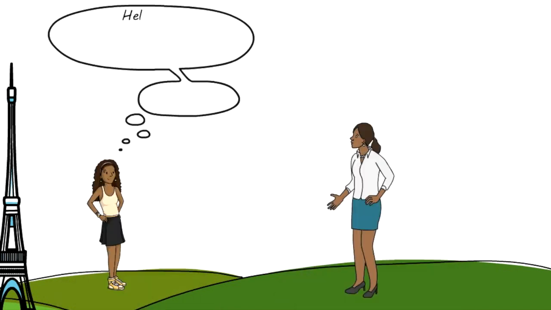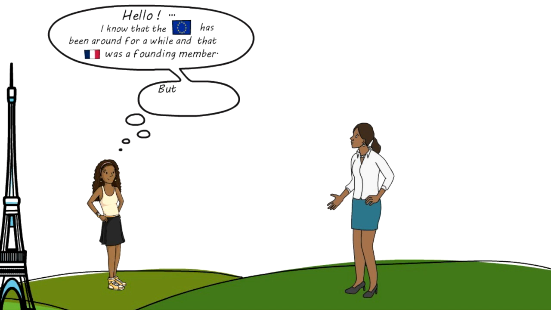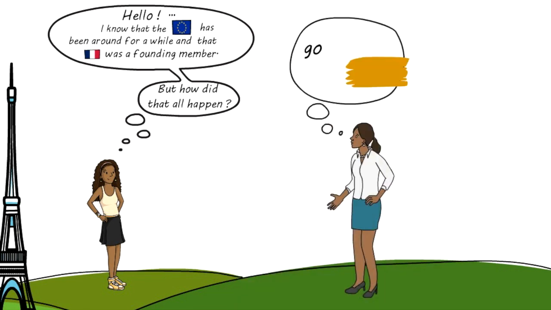Hello! Last week I discovered some interesting things about the European Union with my friend Luca. I know that the EU has been around for a while and that France was a founding member. But how did that all happen? Well, in order to understand that, we have to go back to 1945.